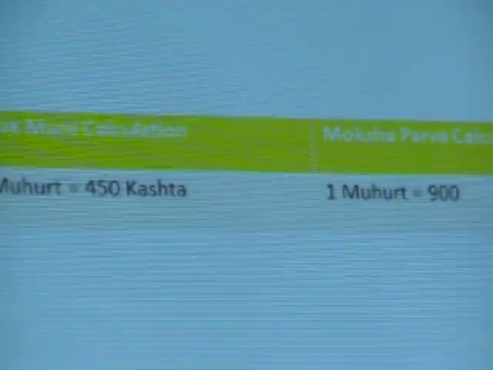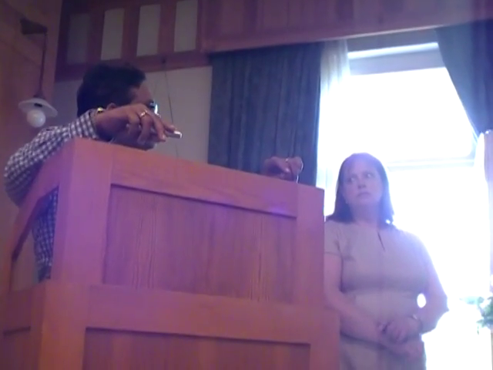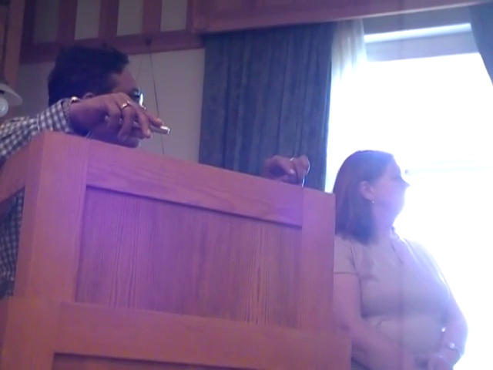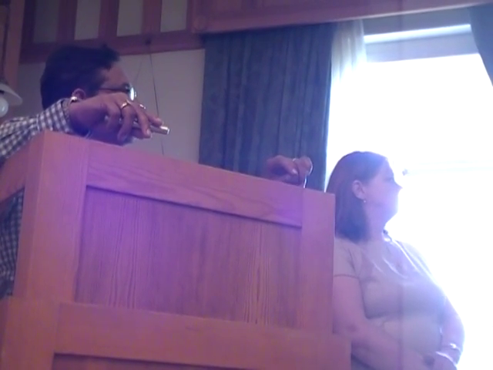So far as one unit was concerned, Muhurta is a unit of time. According to the earlier method, it equals 450 kashtas. The other, on the other side, equals 900 kashtas. So that's the difference.